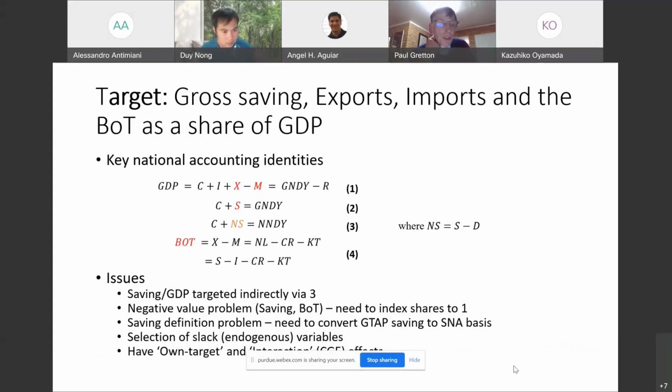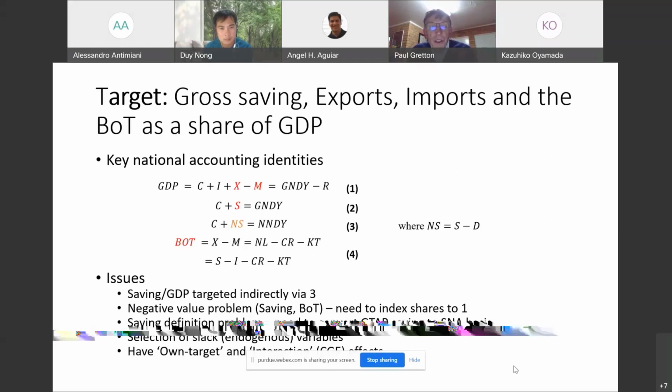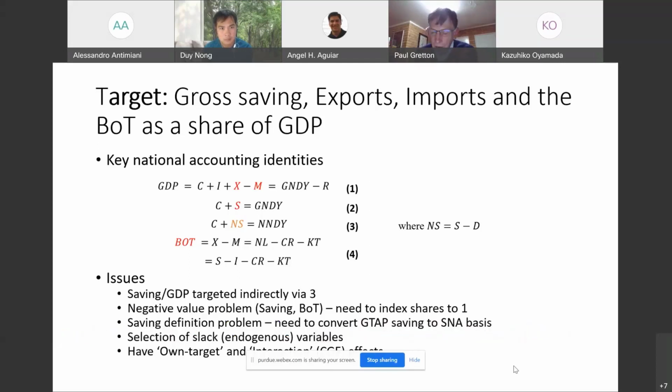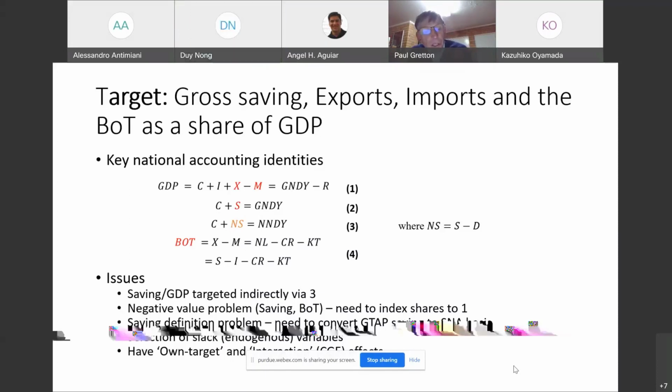Now, what are some of the issues that you encounter in this? Well, the first issue that I've mentioned to you is that the savings to GDP ratio has to be targeted indirectly via equation 3. We have a negative value problem. Both savings and the balance of trade can be negative. So to get around that problem, I've indexed the shares to 1. So instead of being indexed naturally to 0 as in the data, all my shares are indexed to 1 so that I don't get negatives. The savings definition problem, which I've mentioned, I've converted GTAP data on savings to an SNA basis. Then the next trick, which I'll go into, is the selection of, if I'm targeting exports, imports, savings, and the balance of trade, what are the endogenous variables or the slack variables?